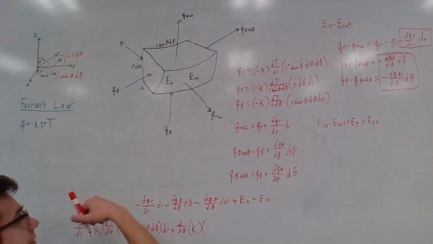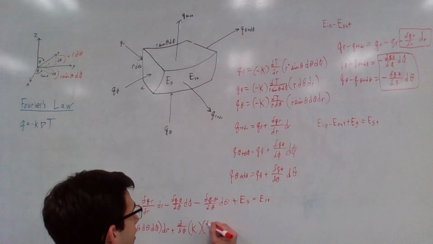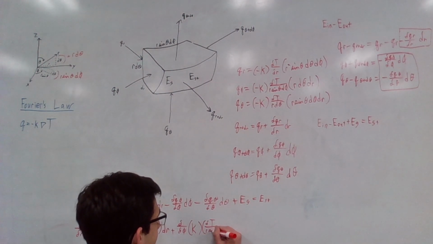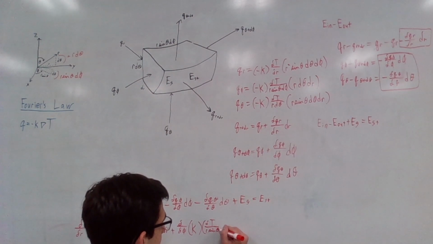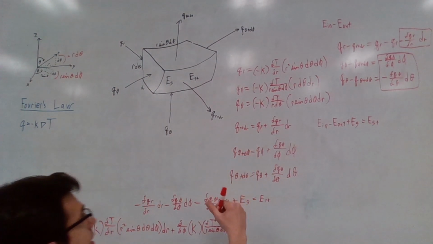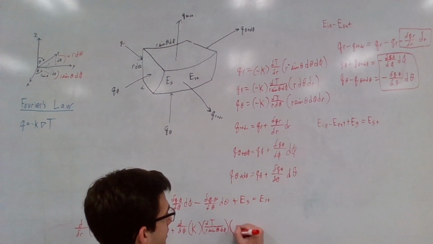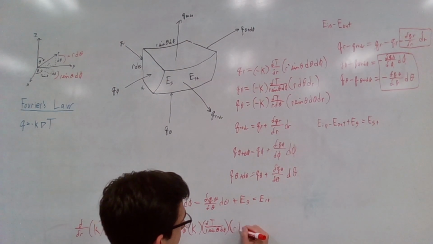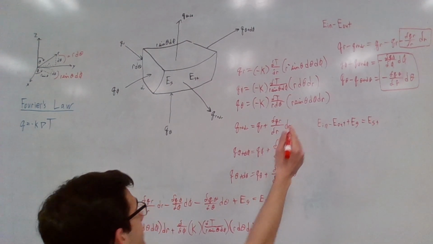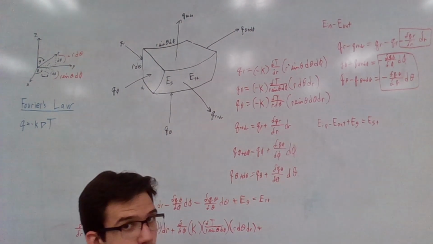times our gradient of temperature, which is of course our change in temperature, this time with our sine theta d phi, times the area it goes through, which is defined by r d theta dr. All right, one more time here.